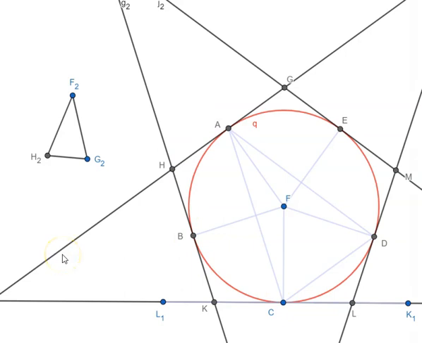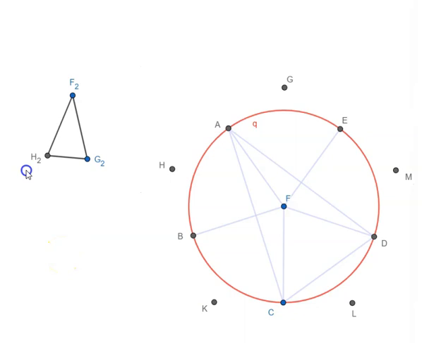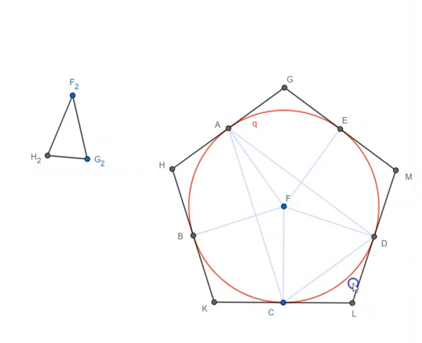Now that we have marked it, let's hide the lines. Now let's join these points. So we have got the circumscribed pentagon. If we only have to do the construction part, that's the end of it. But we have to actually prove that this is a pentagon, that it is the required pentagon.